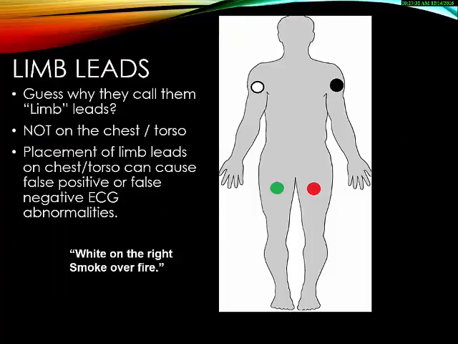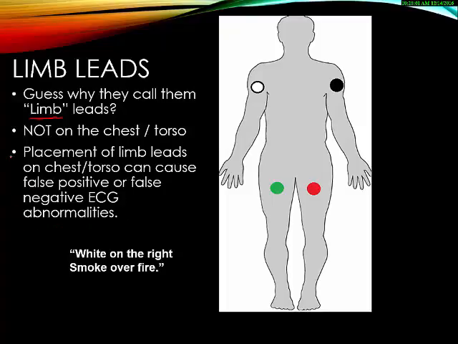Now, limb leads. Guess why they call them limb leads? Take a big guess. Limb leads, they go on the limbs, not on the chest. So we are not putting these on the chest and torso and the belly. There is a reason for that. If you place limb leads on the chest and belly, you can get false positive or false negative readings on the ECG. And if you don't believe me, I will give you the studies that have looked at this fact.